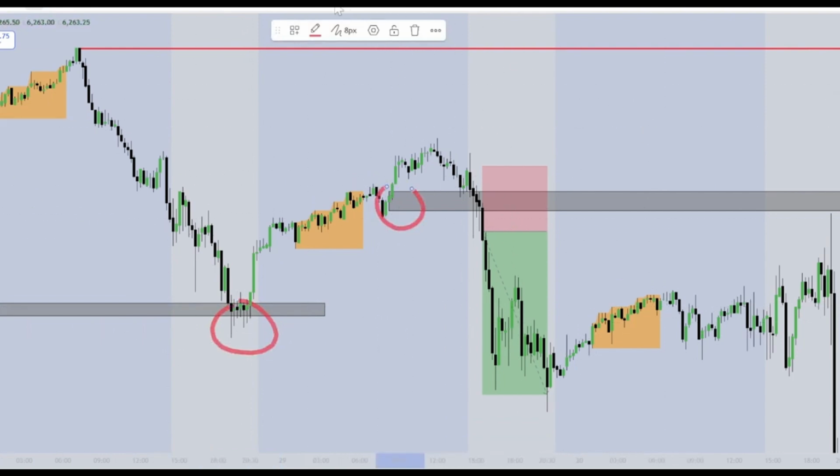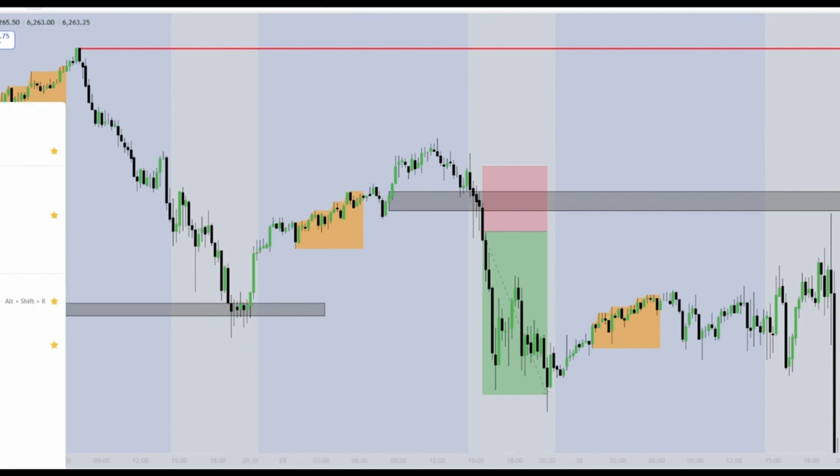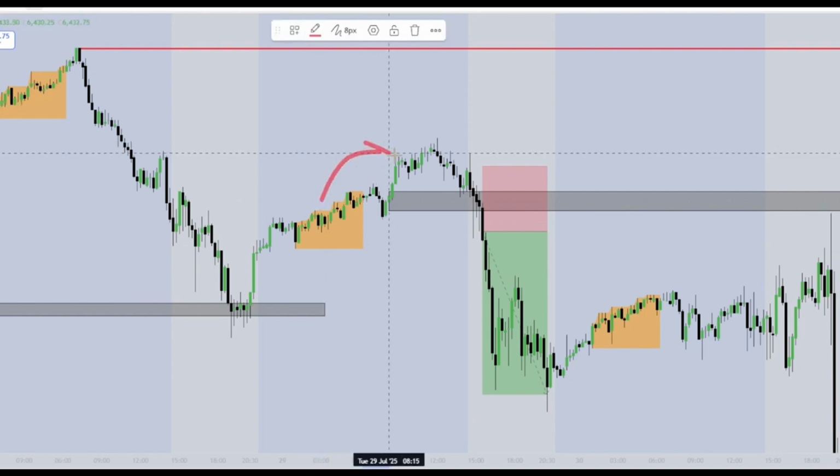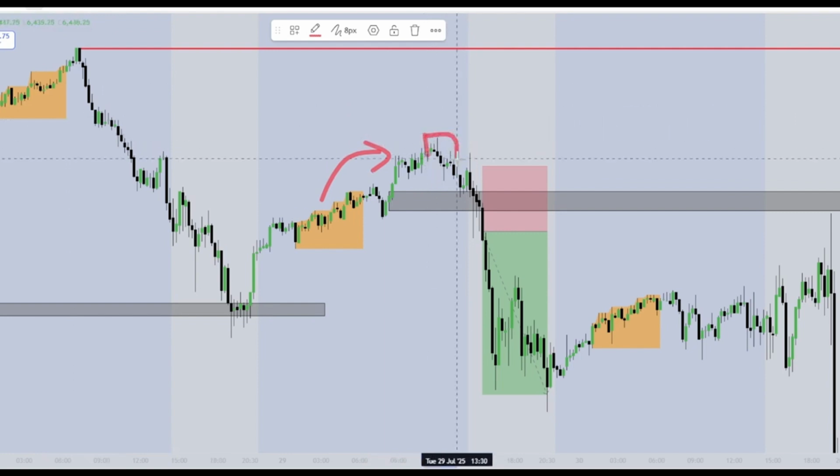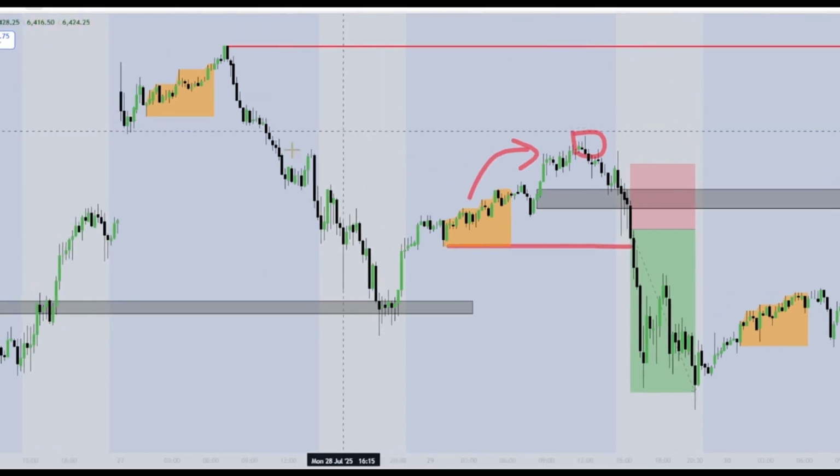So why do I use ICT concepts? I like to use the Asian range. I'm not saying this is an ICT concept, but I learned it myself from ICT. We want to look for the high and low of the day above the Asian range. So we're looking for price to take out the Asian high and target the Asian low, right? That's one example.